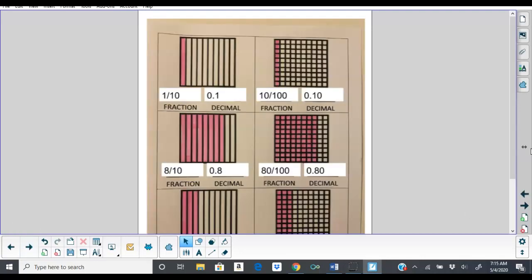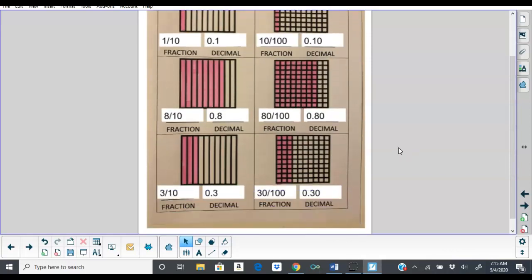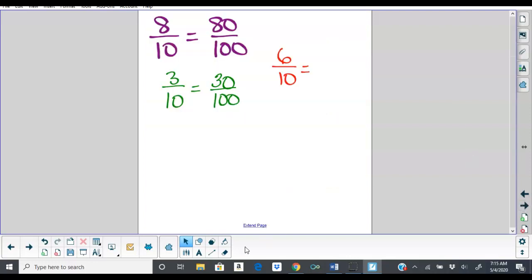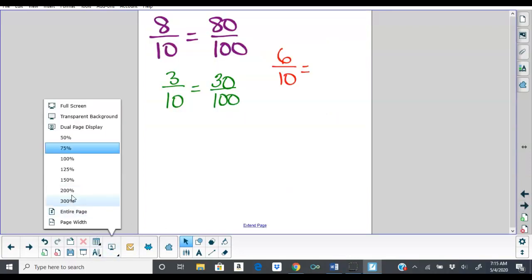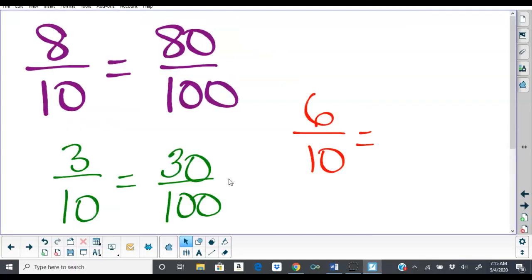So what we did last week is we noticed how tenths and hundredths were equivalent. And with the first one, we noticed that 1/10 was the same as 10 hundredths. For the second one, we noticed that 8/10 is the same as 80 hundredths. And we also noticed that 3/10 is the same as 30 hundredths. Okay, so let's take a look here at what we notice.